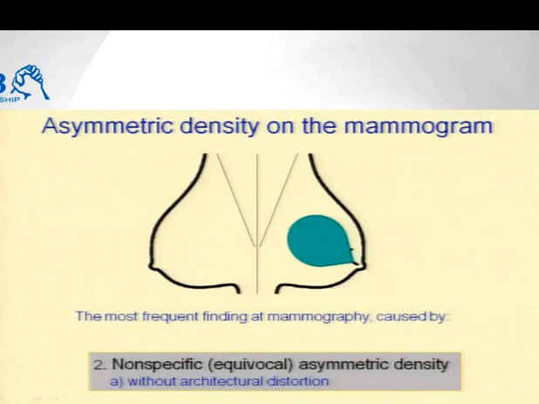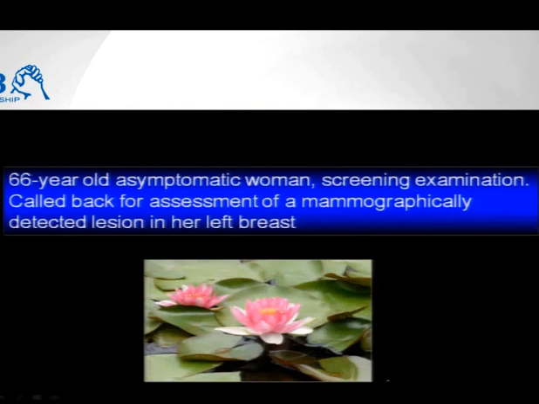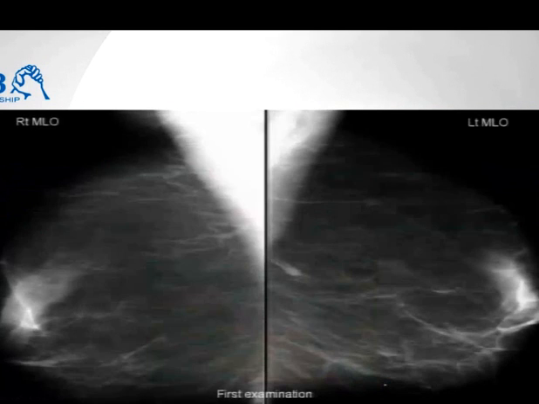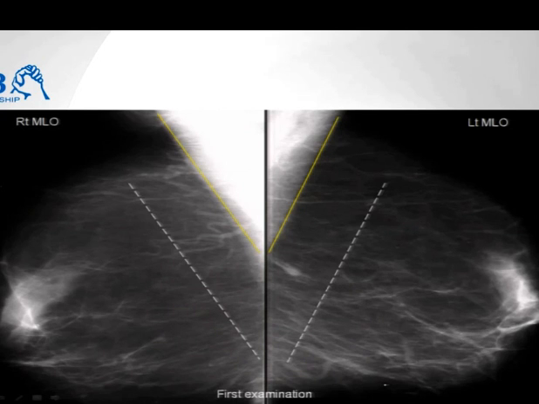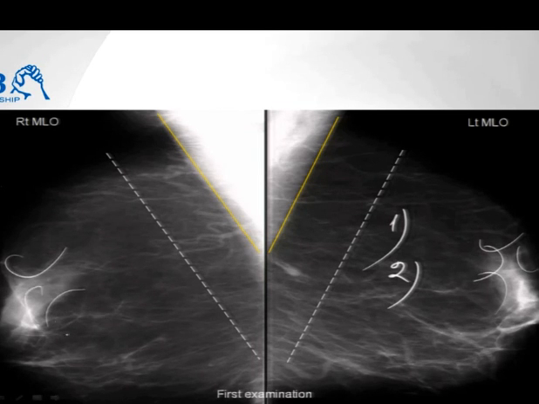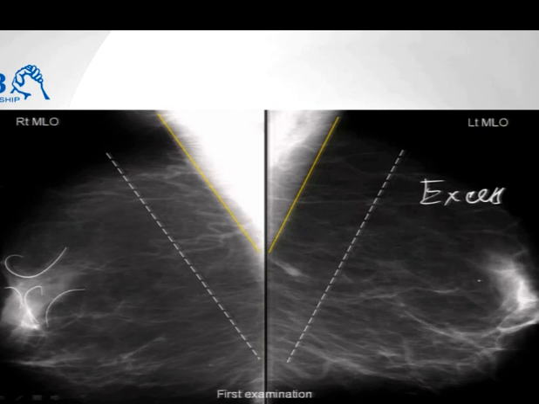Next step, non-specific asymmetric density. Without architectural distortion, we are in trouble. Asymptomatic woman, do you see an asymmetric density? Yes. Actually, how you can describe this is asymmetric because there is no such density here. And it has convex contour. Dear colleagues, the normal fibroglandular tissue is always concave. This is convex. It must be an excess amount of tissue. Now, whether it's fluid or cancer or fibroadenoma, that comes later on. But this is already a callback.